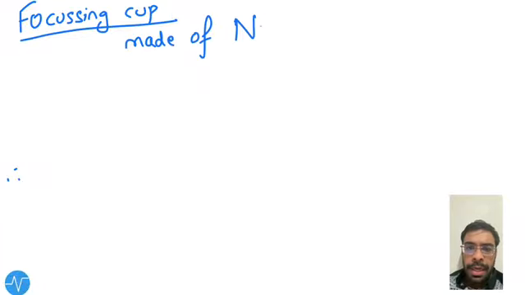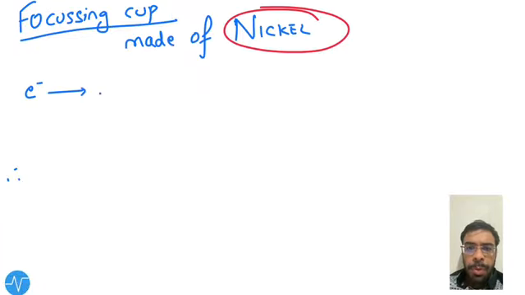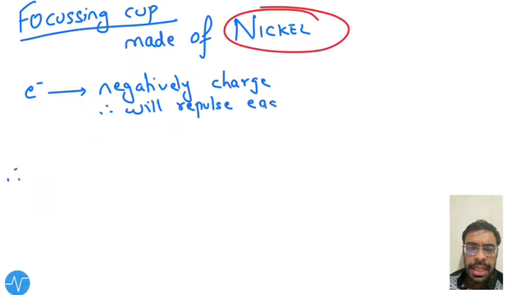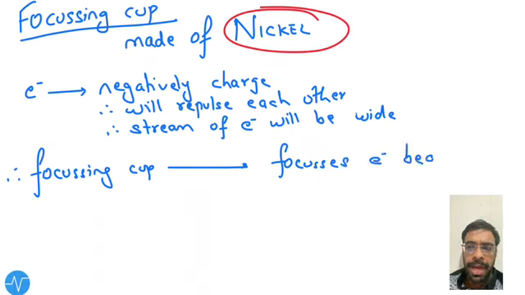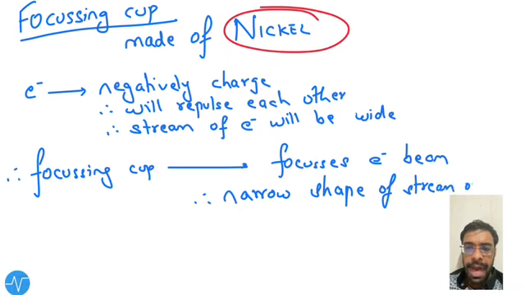Now we'll study the focusing cup, the second part of the cathode. Filament, focusing cup. This focusing cup is made up of nickel. Filament tungsten, focusing cup nickel. Since electrons are negatively charged, they will repel each other. Therefore, the beam of electrons from the filament will be very wide because they are repelling each other. This is where the role of the focusing cup comes in: it will focus the electron beam so that it has a narrow shape.